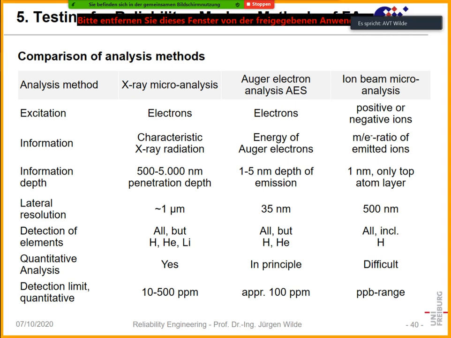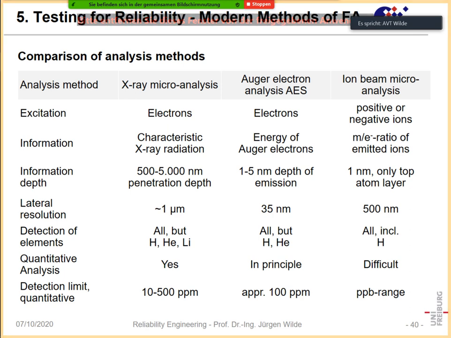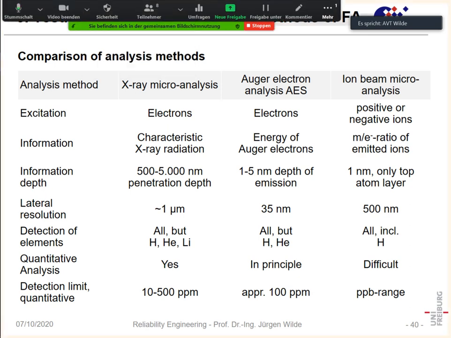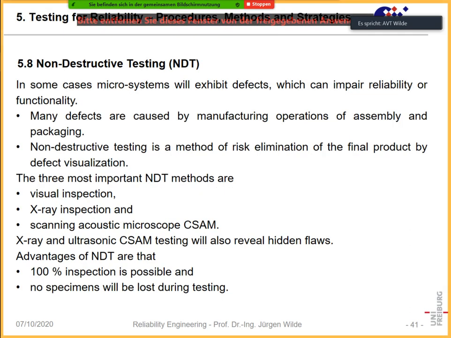And here, that's a secondary ion beam microanalysis. We have only 1 nanometer and also a somewhat higher resolution, but the detection limit is in the part per billion range. So, in the IMTEC, we mainly have the X-ray microanalysis and the ion beam microanalysis. I don't think we have an Auger analysis here.